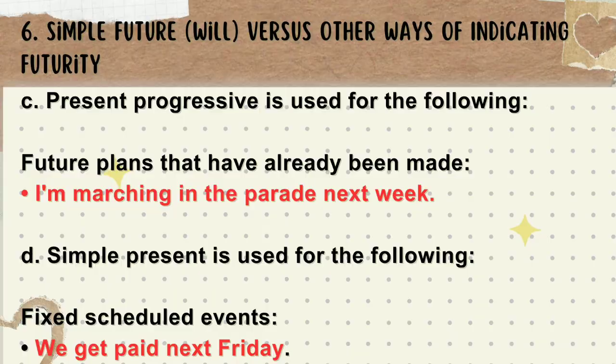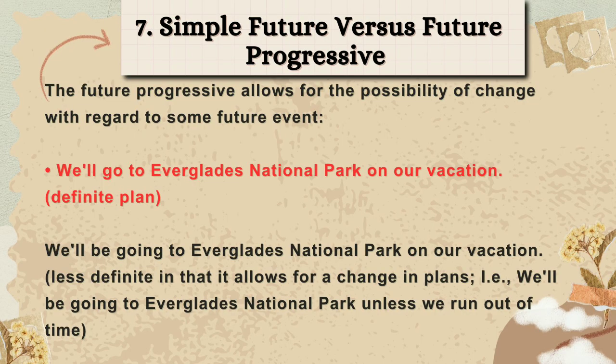Number 7 is simple future versus future progressive. The future progressive allows the possibility of change with regard to some future event. Like for instance, we'll go to Everglades National Park on our vacation. That is a definite plan. Or another is, we'll be going to Everglades National Park on our vacation. So it is less definite in that it allows for a change in plan. We'll be going to Everglades National Park unless we run out of time. So that is the difference.